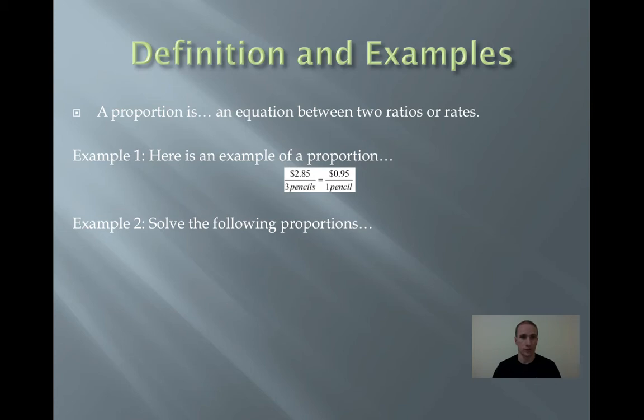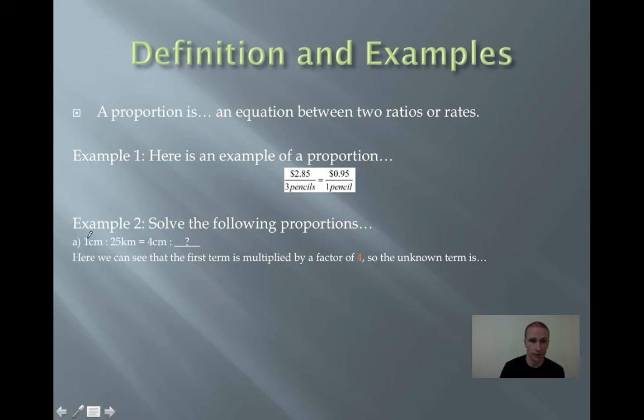In example 2, we'd like to solve the following proportion. 1 centimeter to 25 kilometers equals 4 centimeters to what? So it's pretty easy to see that the first term is multiplied by a factor of 4. The first term is multiplied by 4. So we have to do the same thing to the second term. Multiply by 4. 25 times 4 is 100. So into that blank spot where the question mark is, that's where you'd fit 100 kilometers.